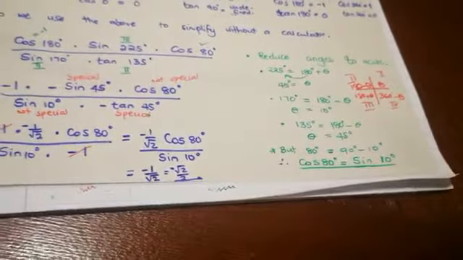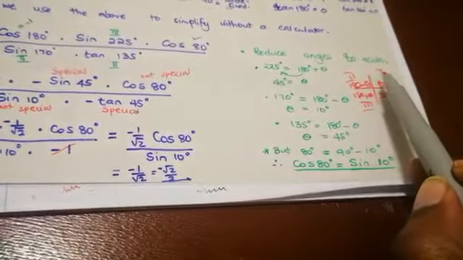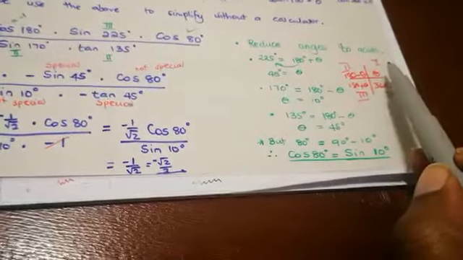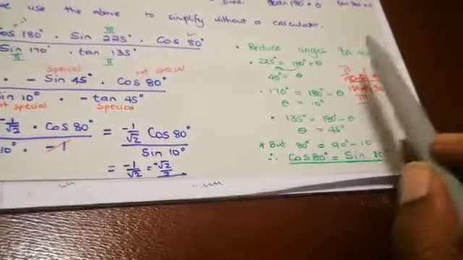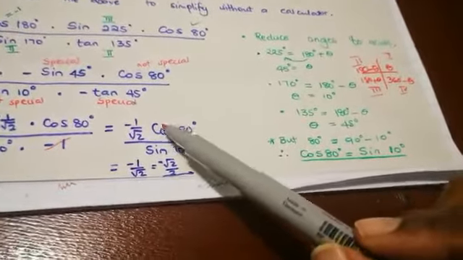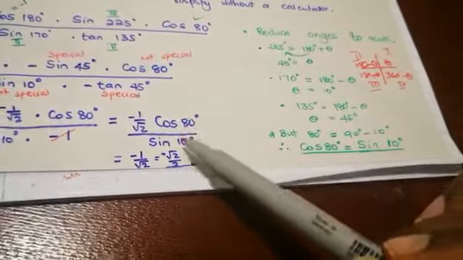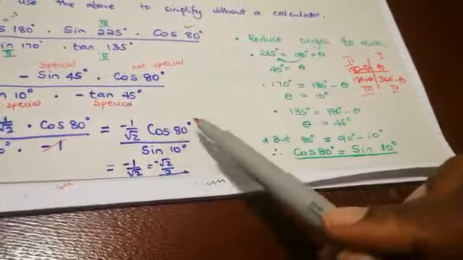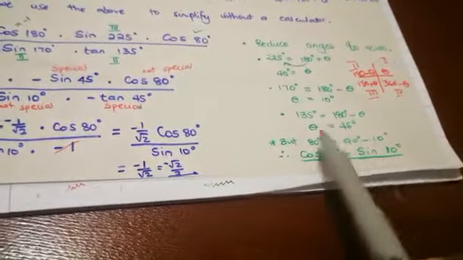Remember we said earlier on, if I'm in the first quadrant here, I've got 90 minus theta. So 90 minus 10 gives me 80. So that means I can change cos to sine or sine to cos. Just remember that if those two add up to 90, and one says cos and the other says sine, it means that the two are going to be equal, based on the relationship that we established earlier on.